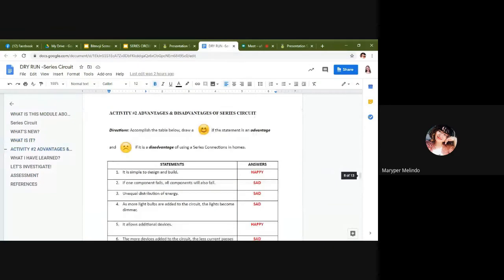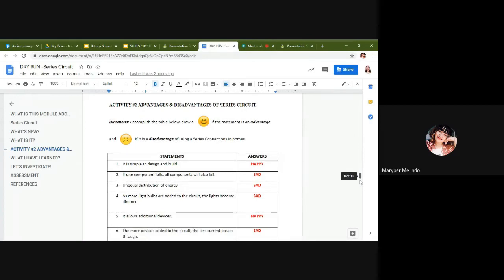Thank you. So for our activity number 2, all you have to do is to accomplish the table below. Draw a smiley face if the statement is an advantage and a sad face if the statement is a disadvantage of using series connections in home. So here's the answer key. It is simple to design and build. Happy. If one component fails, all components will also fail. Sad. Unequal distribution of energy. Sad. As more light bulbs are added to the circuit, the light becomes dimmer. Sad. It allows additional devices. Happy.